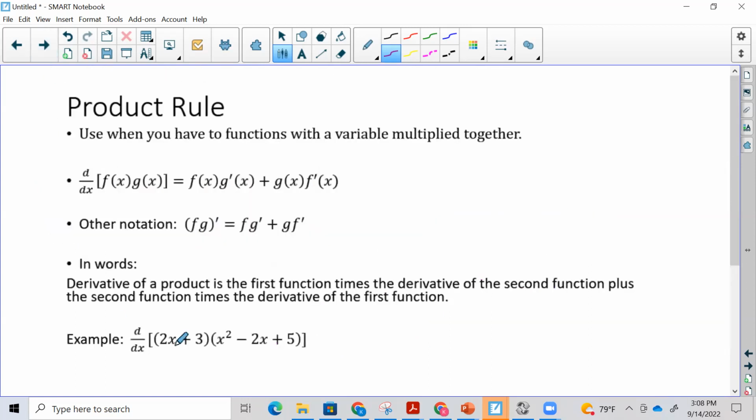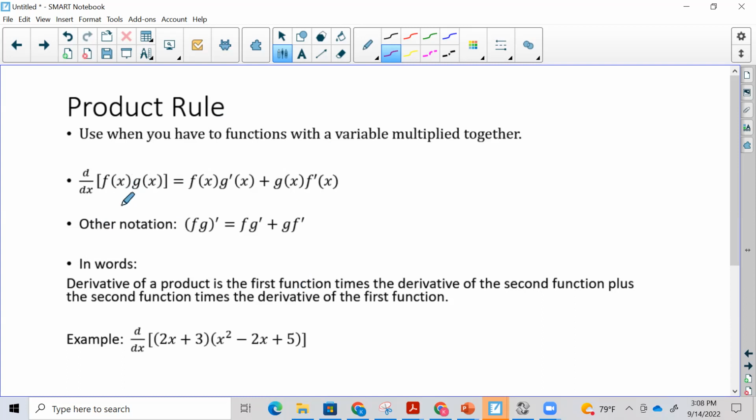And usually we're going to have functions like this, that it would be a pain to multiply out, or there'll be functions that it's not possible to multiply out. And in that case, we have to use this product rule. Okay, so it either makes our life a lot easier, or we have to use it because there's no way to simplify otherwise. So this is the product rule.